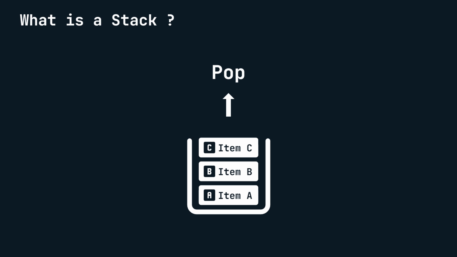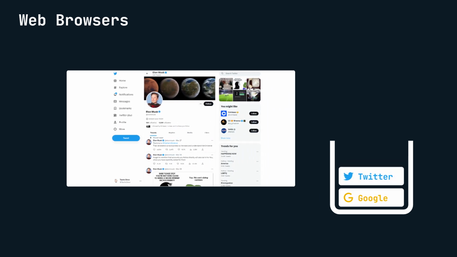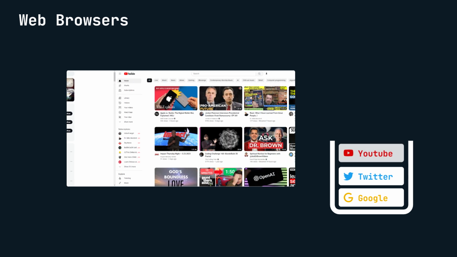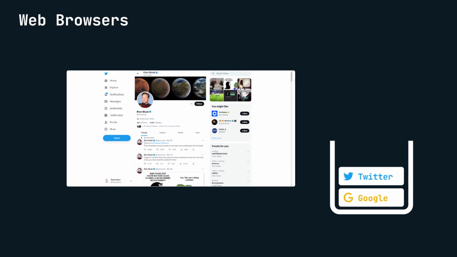Now that we have covered the basics of the stack data structure, let's take a look at some examples of how the stack data structure is used in real-world applications. One use of the stack can be found in web browsers. Web browsers use the stack data structure to keep track of the pages you visit. Each time you visit a new page, it gets added to the top of the stack. When you press the back button, the topmost page is removed from the stack and you are taken back to the previous page.